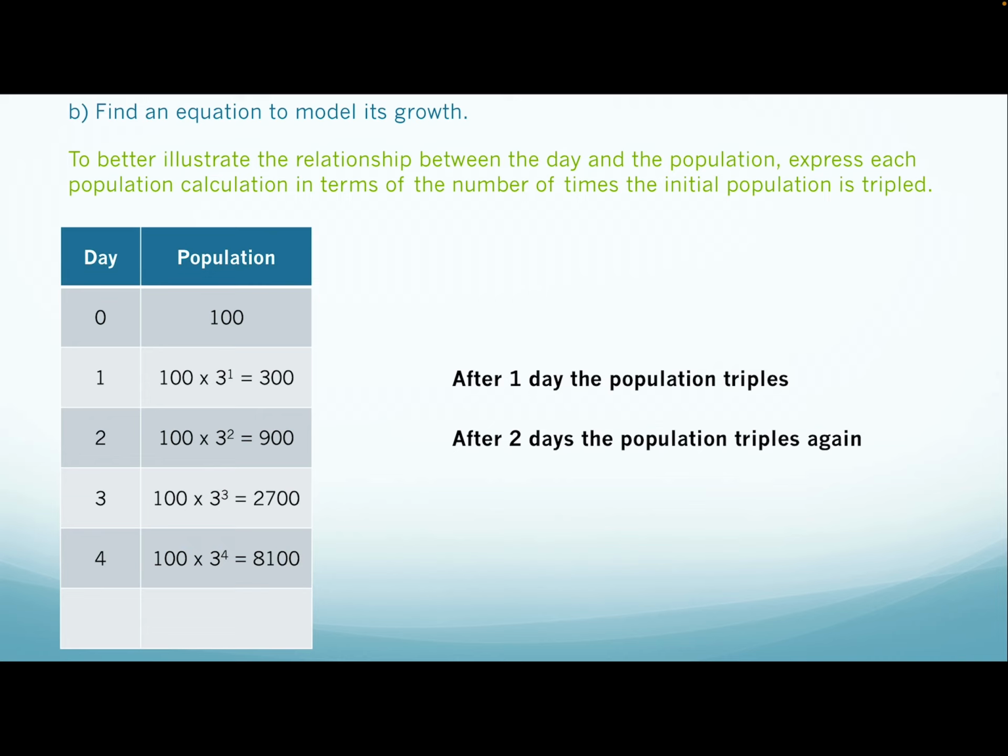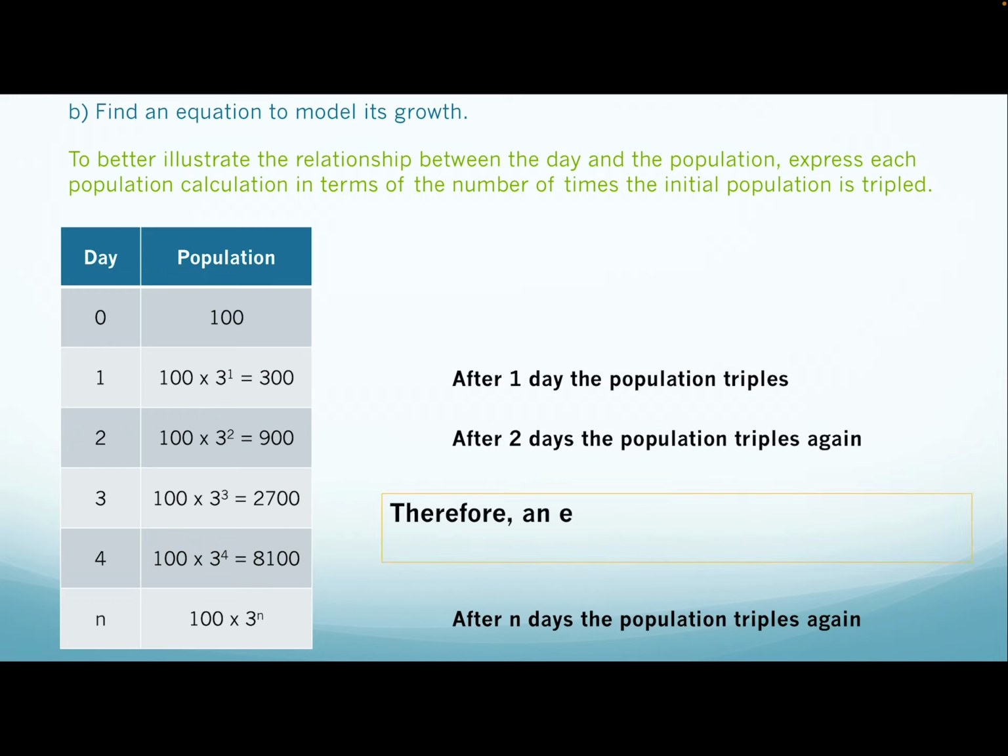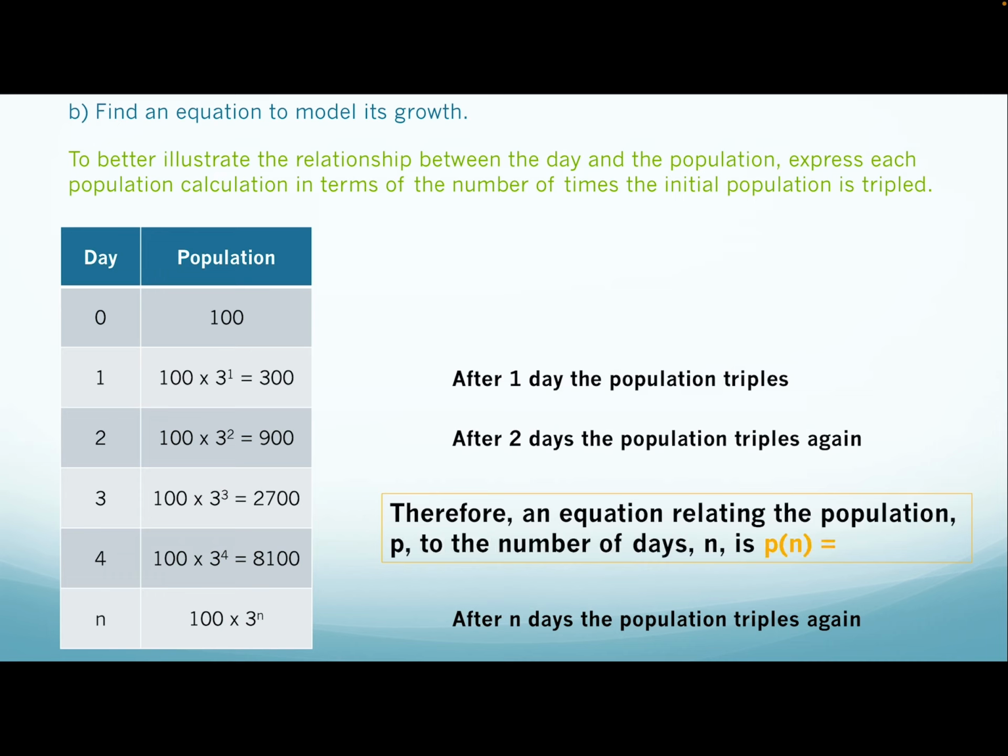So what about n days? What if we let that bacteria sit for n days? Then we would have had to take 100 and multiply it by 3 n times. So that could be written as 3 to the exponent n. So this actually helps us determine the equation. So we could say the equation relating population p to the number of days n is p of n equal to 100 times 3 to the exponent n.